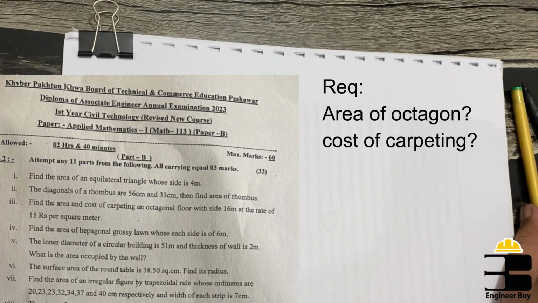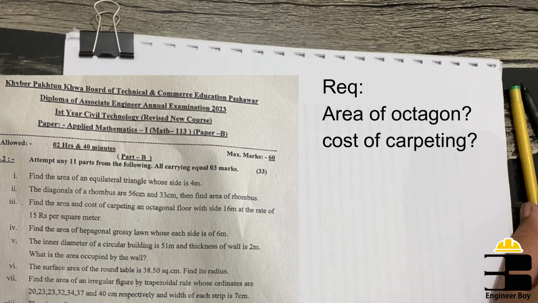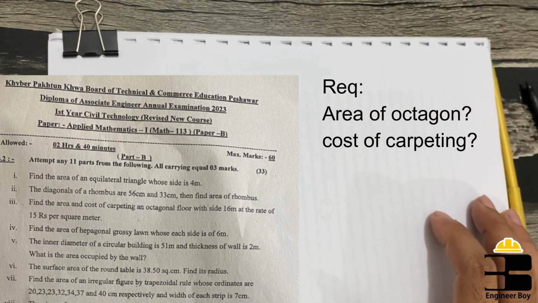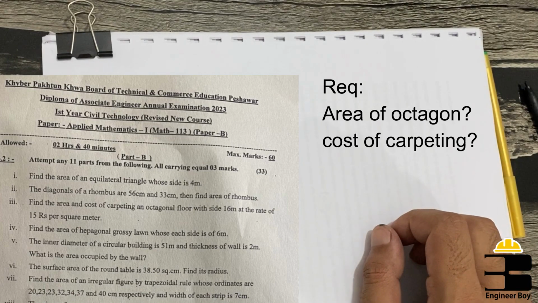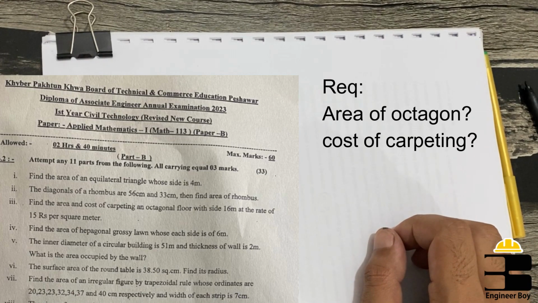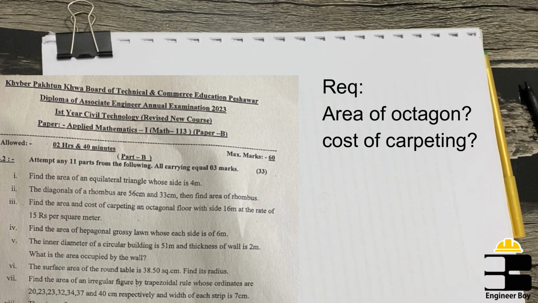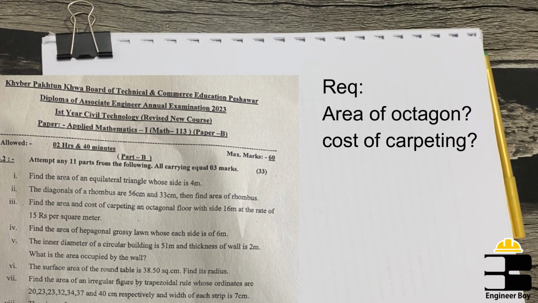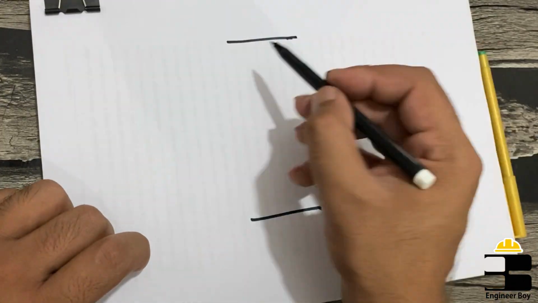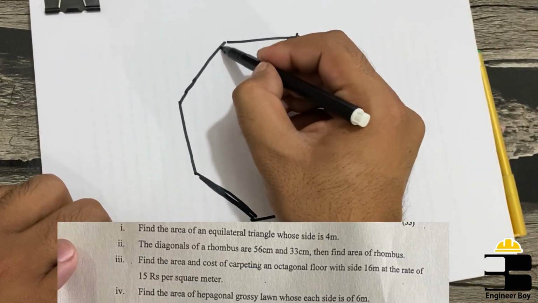As you can see on the screen, we are asked to find the area and cost. Here we are determining the cost of carpeting an octagonal floor with side 16 meter at the rate of 15 Rs per square meter. So simple. That means we have an octagon. An octagon is a polygon with 8 sides, and this octagon is going to be a regular octagon. Let me just draw it.